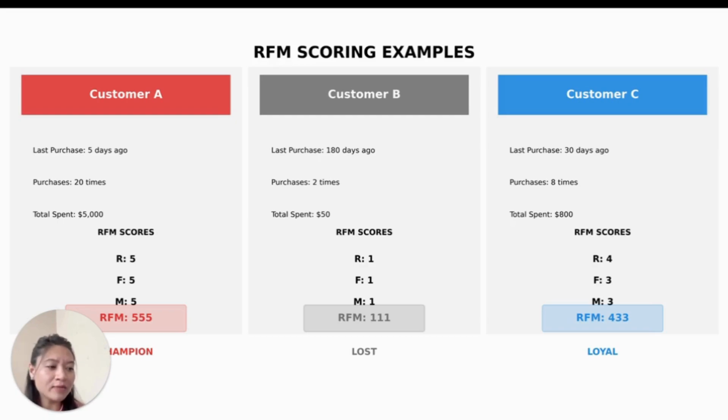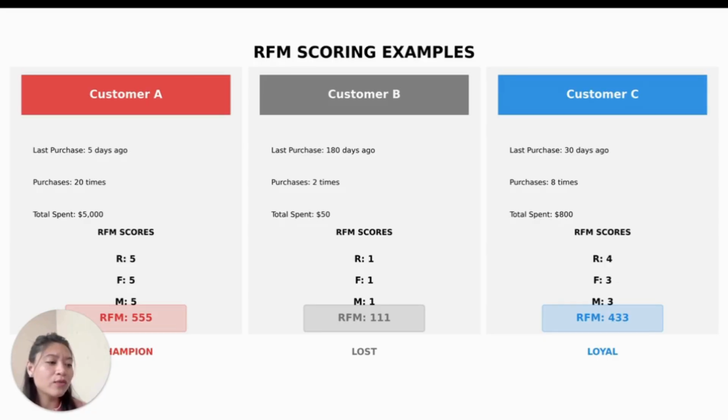So the RFM score becomes 111. This is an at-risk or lost customer. And customer C, who had made his last purchase 30 days ago, bought 8 times, and spent $800, with the RFM score of 433. They are solid loyal customers. See the pattern? The RFM score tells you exactly where a customer stands.